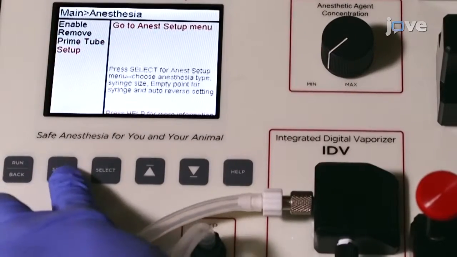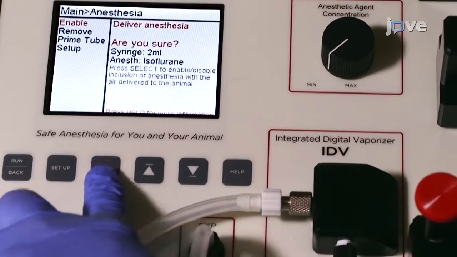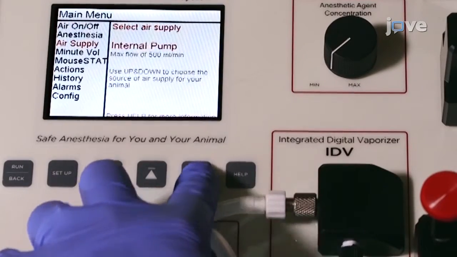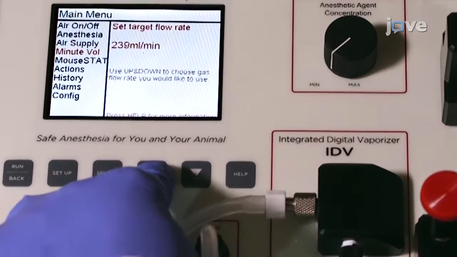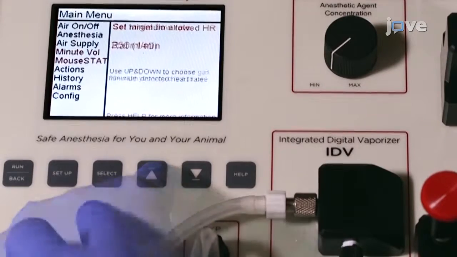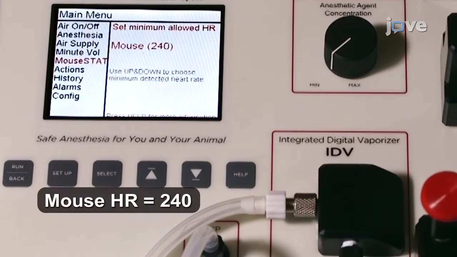Once all settings are made, enable anesthesia delivery. Now select the air supply to room air and the minute volume to 250 milliliters per minute. For physiological monitoring, set the minimum detected heart rate to mouse.